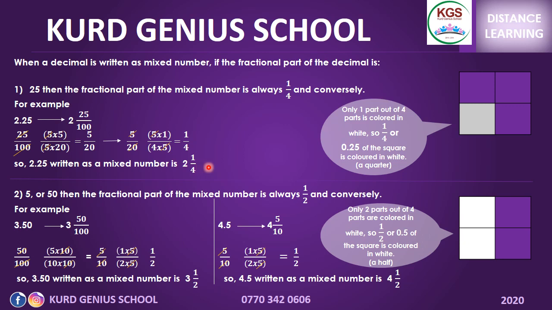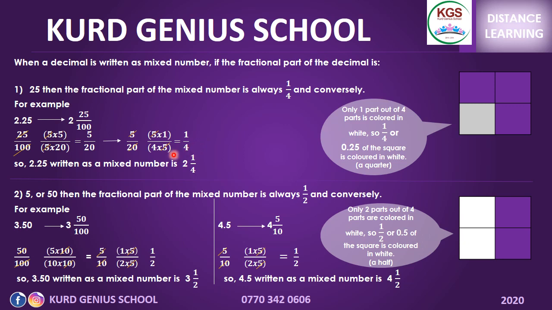Let me explain what a quarter means. If I divide a square into 4 equal parts, only one part is colored in white. That means 1 over 4 of the square is colored in white, or only 25 hundredths of the square is colored in white. And we usually say a quarter, not 1/4. We say a quarter. So whenever you see 1/4, say a quarter.